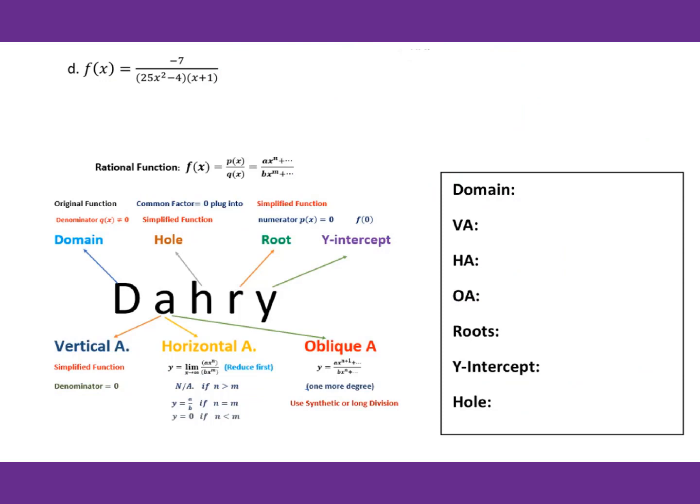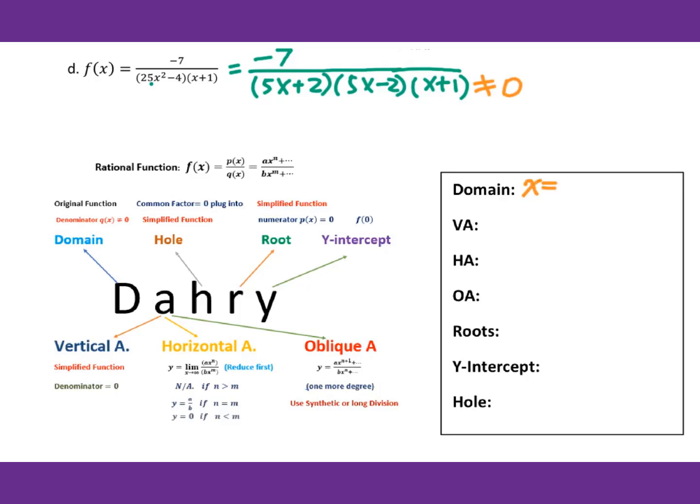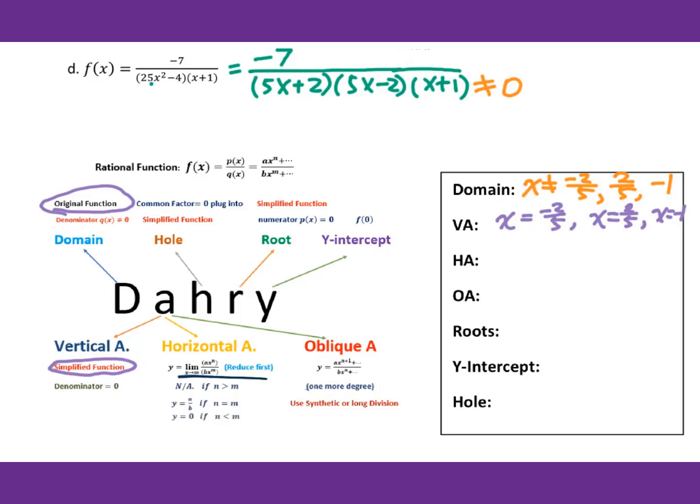Now let's go to D. We will factor the denominator first. We got negative 7. This is a dose factoring. Therefore, we got 5x plus 2, 5x minus 2, and x plus 1. For the domain, you will make the denominator not equal to 0. Therefore, x not equal to negative 2 over 5, 2 over 5 and negative 1. For the vertical asymptote line, since no common factor to be reduced, the simplified function and original function are the same. You will get x equals negative 2 over 5, x equals 2 over 5, and x equals negative 1. For the horizontal asymptote line, we will use this limit.